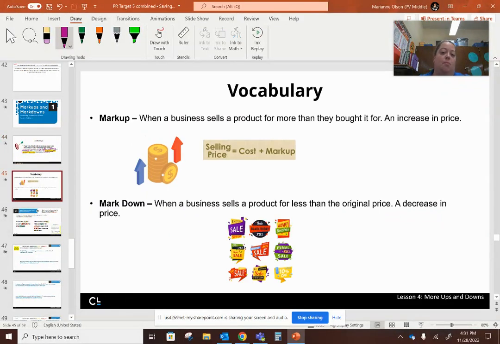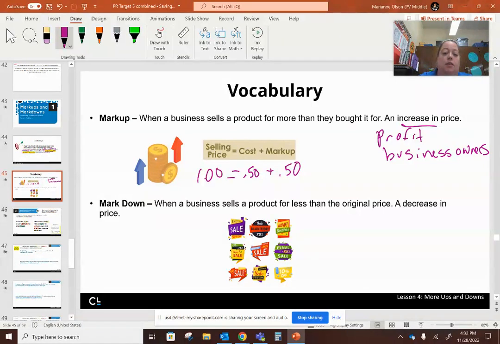So right here, I have the definition of a markup: selling a product for more than what they bought it for, an increase in price. So they want to make a profit. In order to make that profit, this is usually what business owners do. They buy a product, and let's say they buy something for 50 cents. But they want to mark it up another 50 cents, so they're going to sell it for $1. So what the customer pays is $1. And half of that dollar goes to the cost of the chips or whatever it might be, and the other half, the other 50%, goes to their profit.